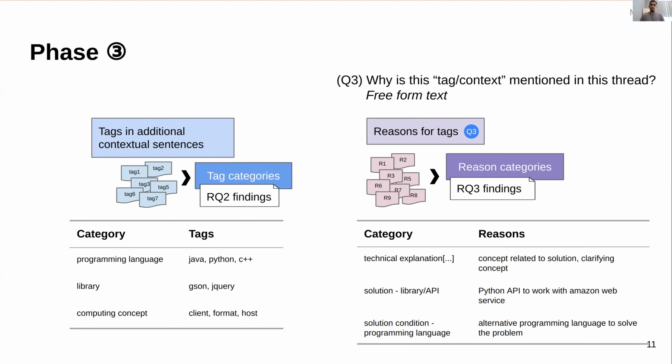library and API. Once we generate and finalize the category labels for reasons, we ask annotators to go back to the sentences that contain additional context and annotate it using the newly generated category labels. Then we use those annotations to answer research question 3.